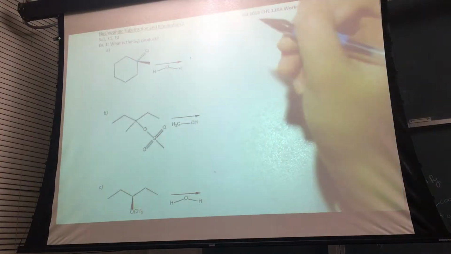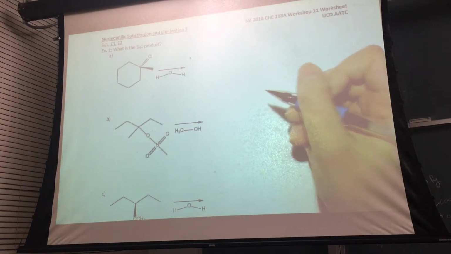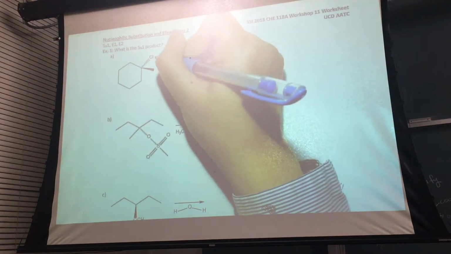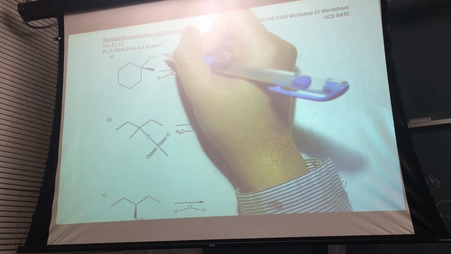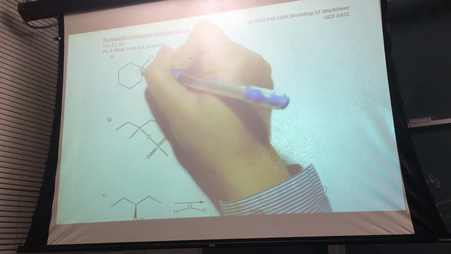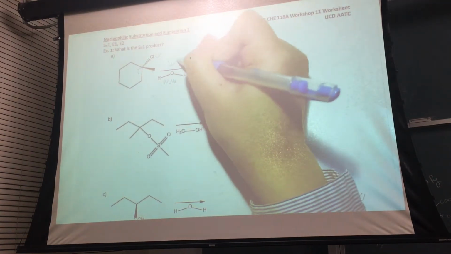We're going to follow that rule again, but this time you don't have the table. You need to think on your own. Challenge yourself. So good leaving group, tertiary carbon, weak nucleophile, SN1.